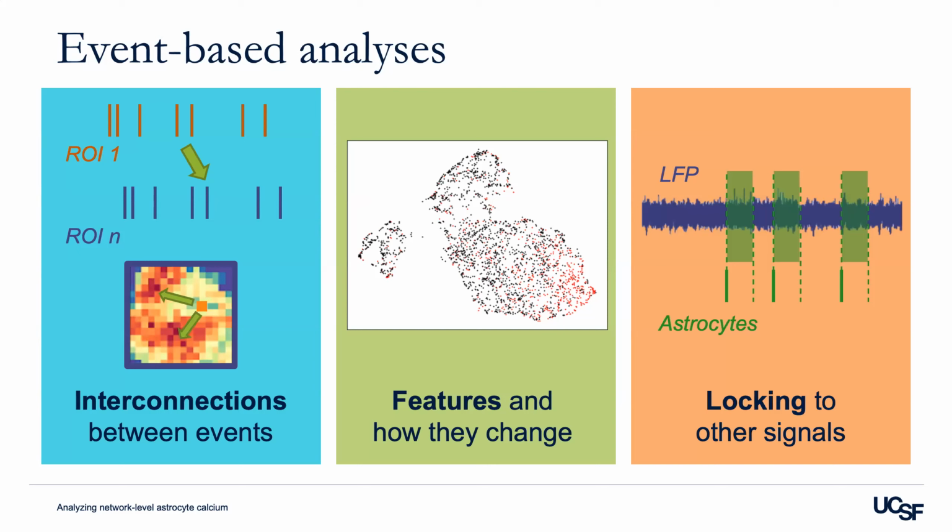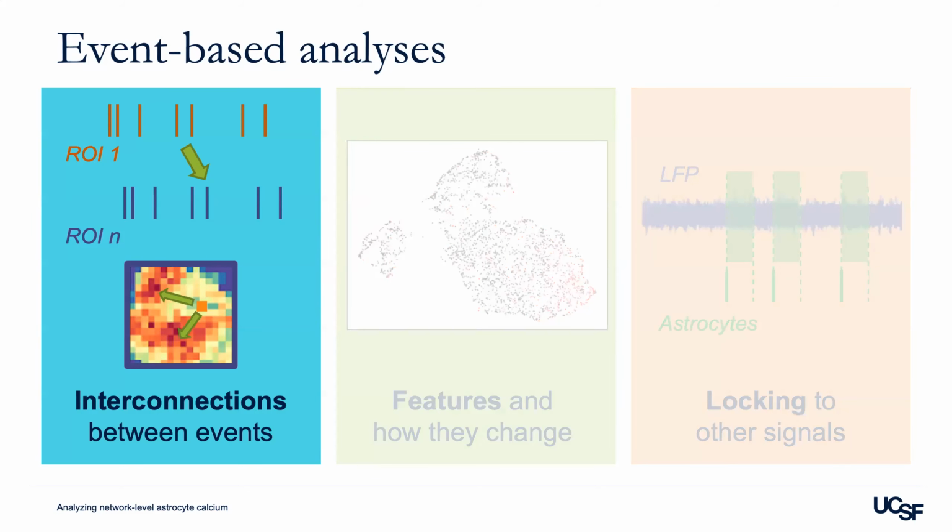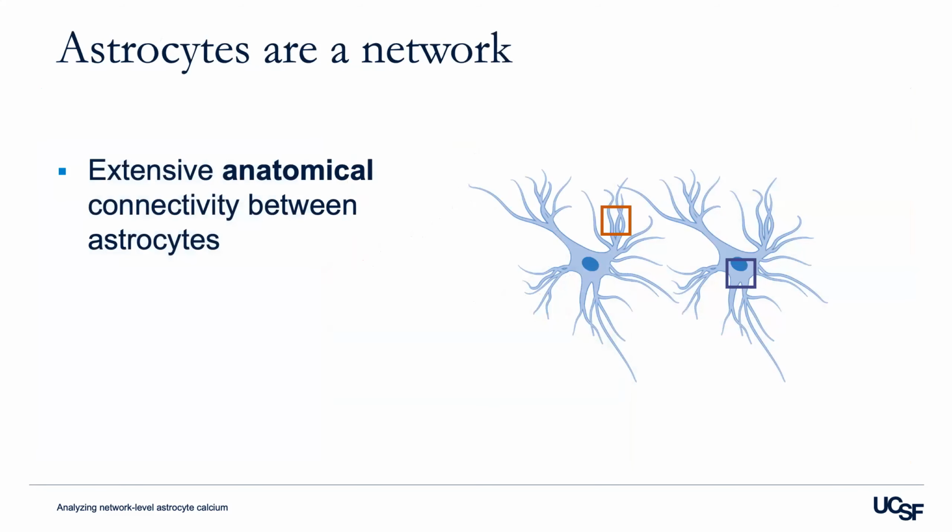And I'm going to talk about 3 different insights that we can gain on the basis of different views of those events. So first, I want to talk about how events are interrelated with one another. As I mentioned before, the astrocytes form this highly interconnected network. There's known extensive anatomical connectivity between astrocytes that form this beautiful syncytium.